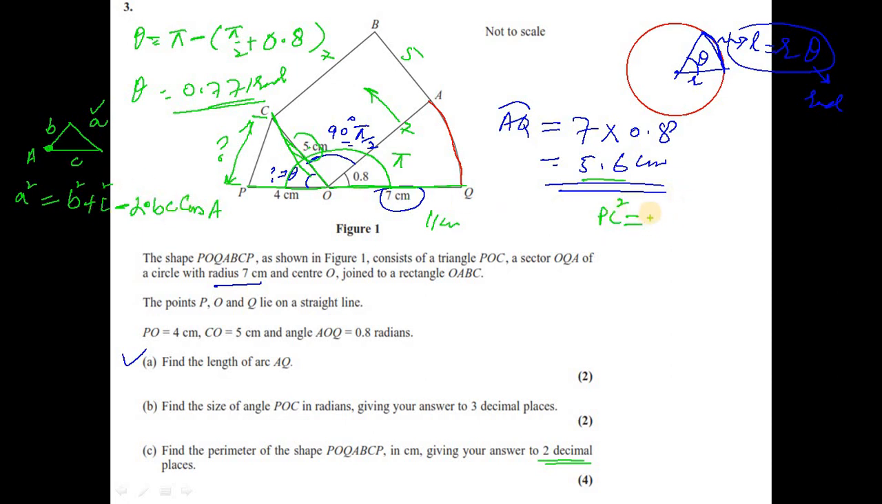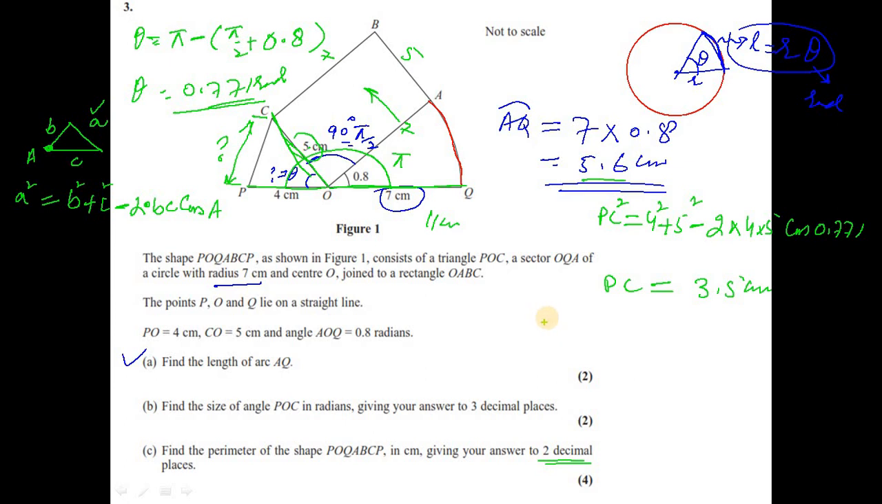of the 2 sides. That means 4 square plus 5 square minus 2 times the product of the same sides. That means 4 into 5 cos of the angle opposite to the required side, which is 0.771. Make sure that, because we are using the angle in radian, your calculator should be in radian, because I'm using 0.771, not in degree, it is in radian. So once you solve this, PC square, and after taking root, PC would be equal to 3.5 centimeter.